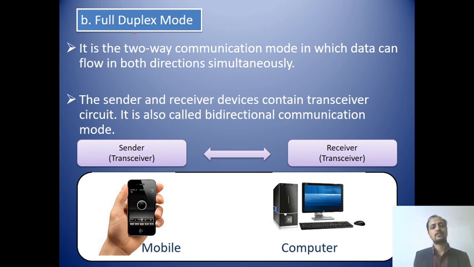In full duplex mode, the communicating devices have circuits known as transceivers. Transceiver means the combination of transmitter and receiver, so it can transmit the information as well as receive the information at the same time. Common examples are mobile phones, computers and laptops. Almost all the communication that we do today using electronic media and electronic devices belongs to full duplex mode.